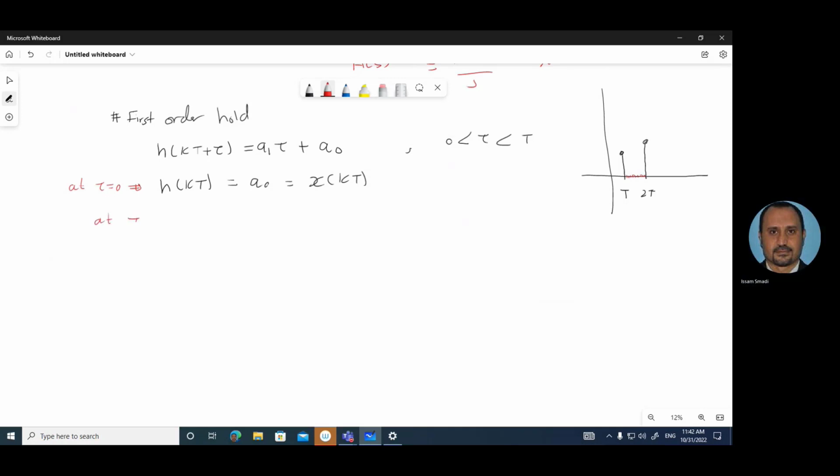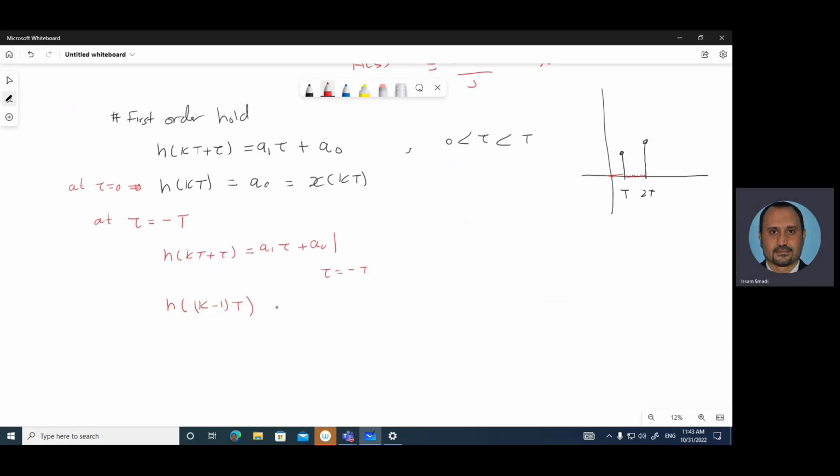Now at tau equal to minus t, which means that I'm returning back one step, h of kt plus tau will equal a1 tau plus a0. So h of k minus 1 of t will equal minus a1 t plus a0. Now a0, I know it, which is the x of kt. So what's missing here is a1. I need to calculate a1. So who can calculate a1 for me?